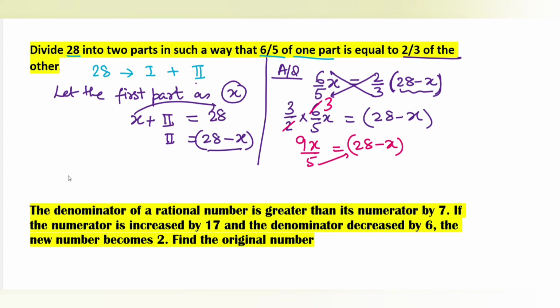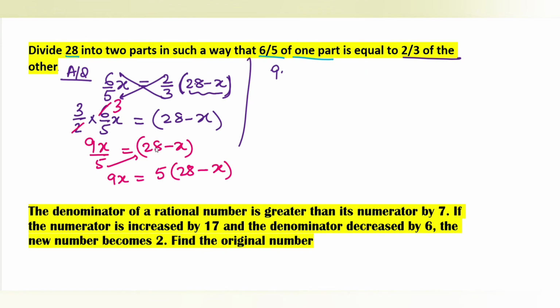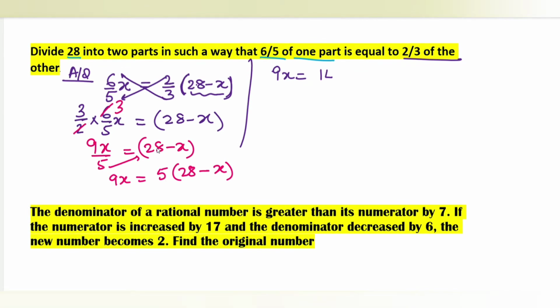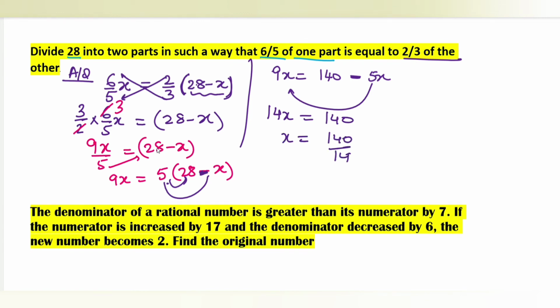This 5 will now shift there. So 9x is equal to 5 into 28 minus x. Further solve this one. This will give you 9x is equal to 5 into 28, so this will give you 140, minus. 5 will multiply with 28, separation sign, so keep the minus there as it is. 5 into x will give you 5x. Now shift this x. 14x is equal to 140, or x is equal to 140 by 14, cross cut. So x is equal to 10.